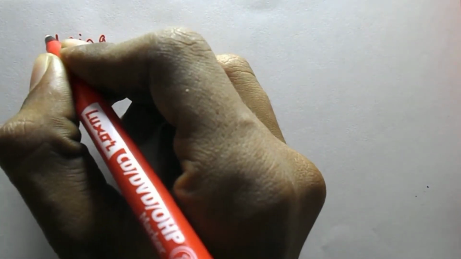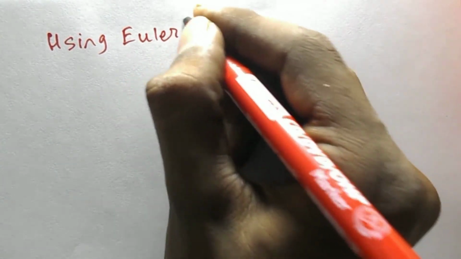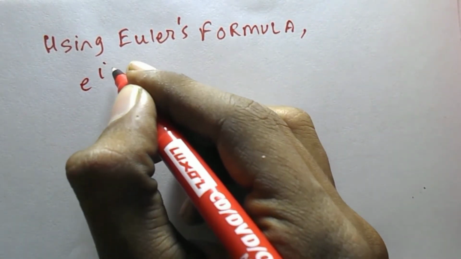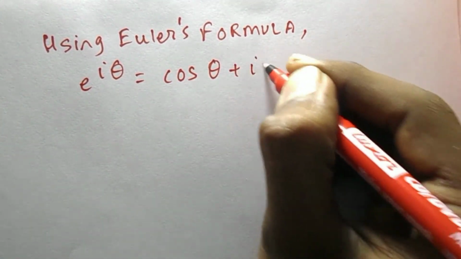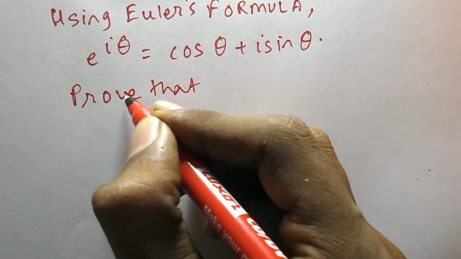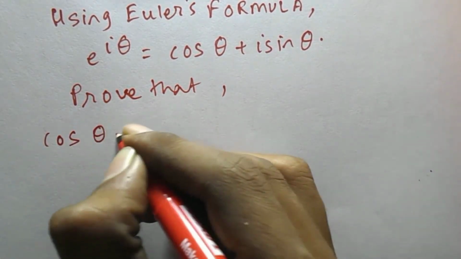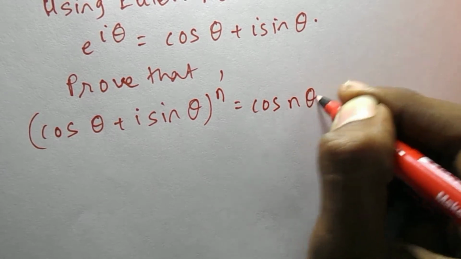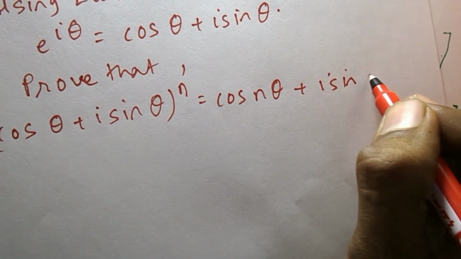Now I've decided that after every video I'm going to present a challenge sum that you are going to solve, and the answer I'm going to upload in the next videos. Now the challenge sum for this video is, using Euler's formula, that is, Euler's formula was e to the power i theta is equal to cosine theta plus i sine theta, you have to prove that cosine theta plus i sine theta, whole to the power n, equals cosine n theta plus i sine n theta.